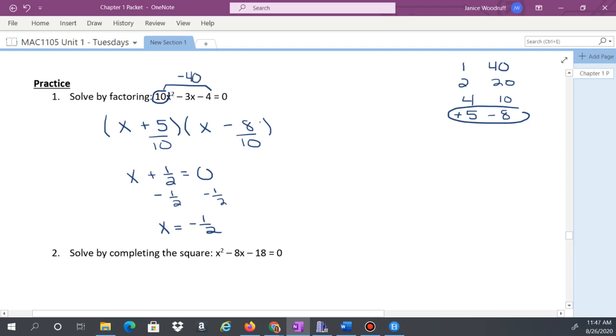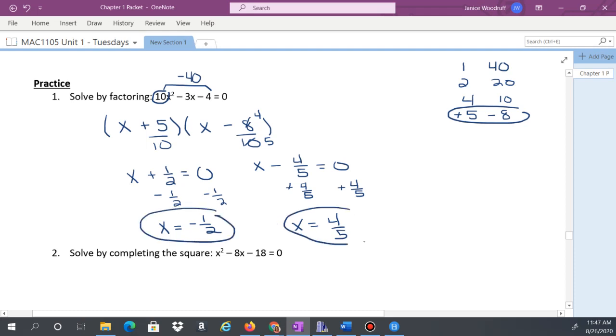And then 8 over 10 would simplify to 4/5. Same thing here. So you get x minus 4/5 equals 0. And then add the 4/5 to both sides, and you get x equals 4/5. So your two answers here are going to be negative 1/2, positive 4/5.